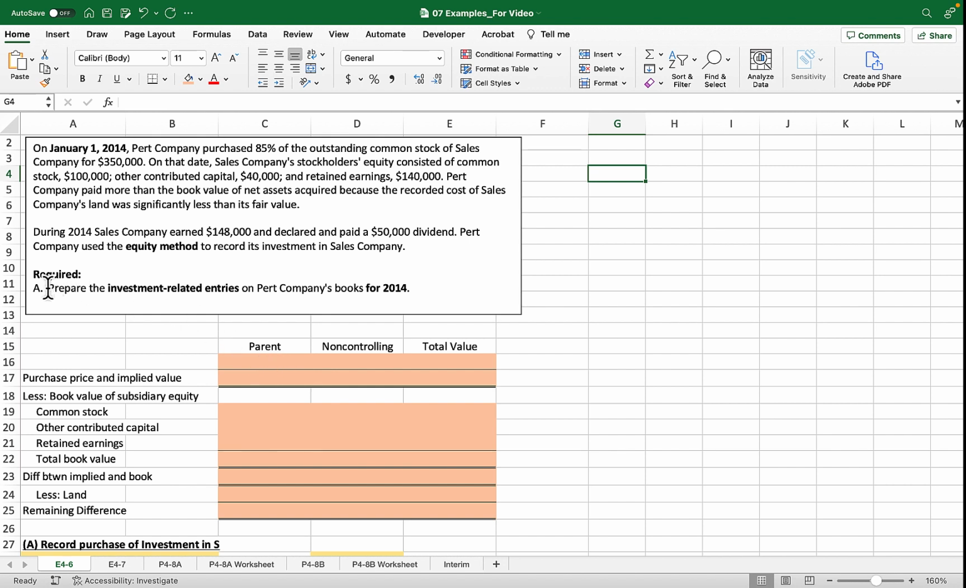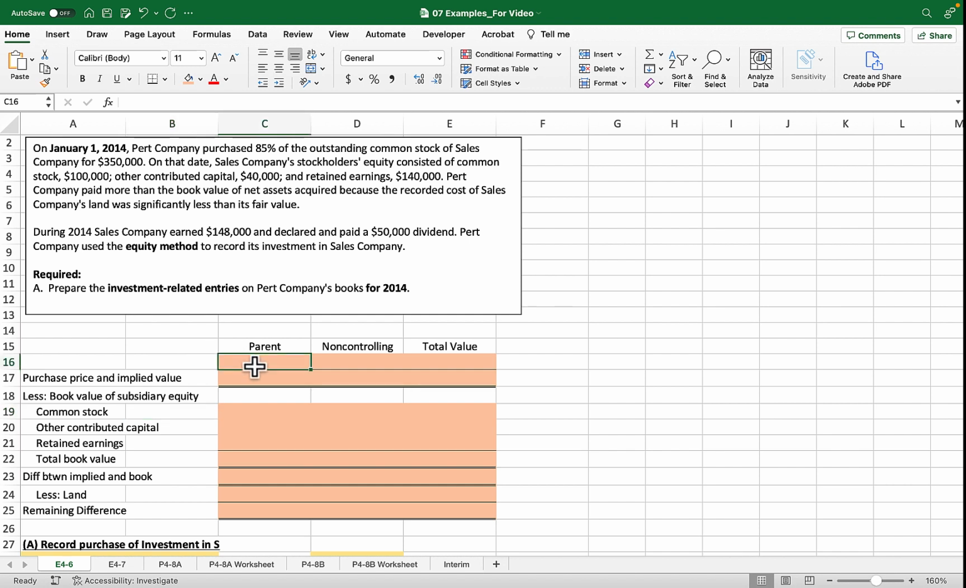So the first thing it asks us to do is to prepare the investment-related entries on PERT Company's books for 2014. But I'm actually going to take a step back and we're going to complete the computation and allocation of differences schedule first because, 1, you should do it for every problem, and I'm trying to reinforce that. And 2, it's the thing we would do on the date of acquisition, so I'm going to follow this chronologically. So on the date of acquisition, we would complete this. Then throughout the year, we would do those investment-related entries that they're asking us to do up until we get to that first year end and need to do our consolidation.